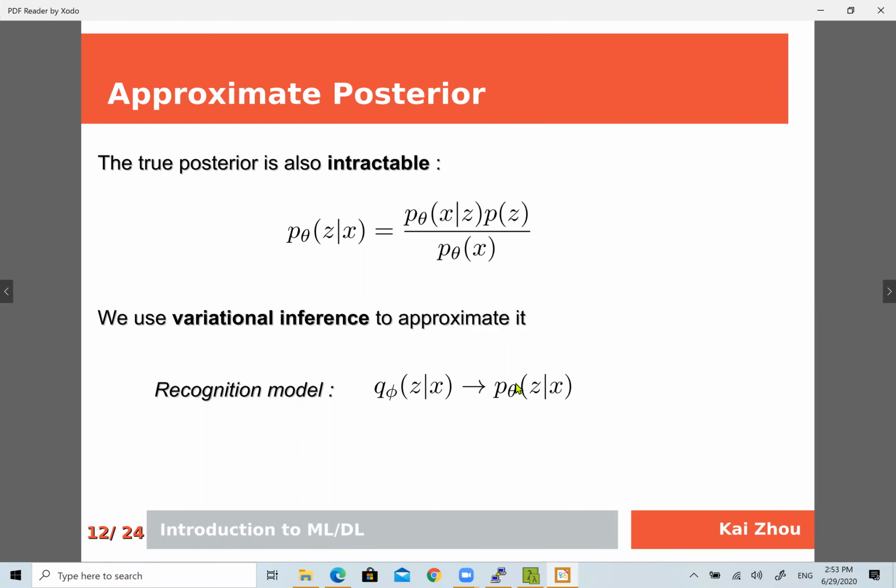If you want to use some optimization algorithm, you need to have some objective, right? And in machine learning algorithms, the way to construct the objective is using the KL divergence.